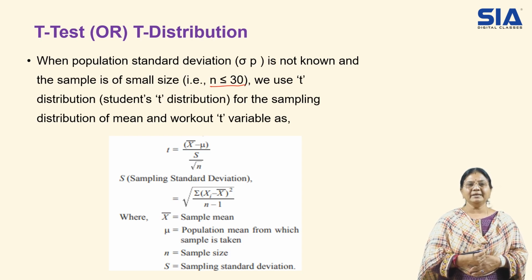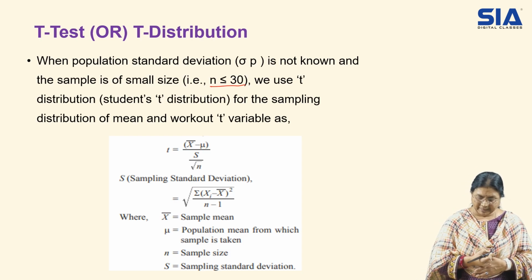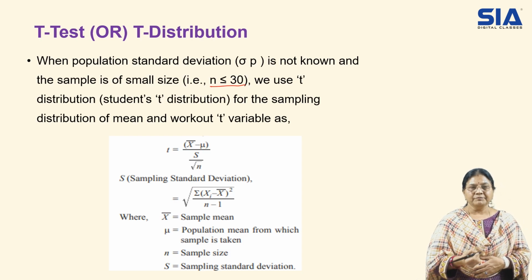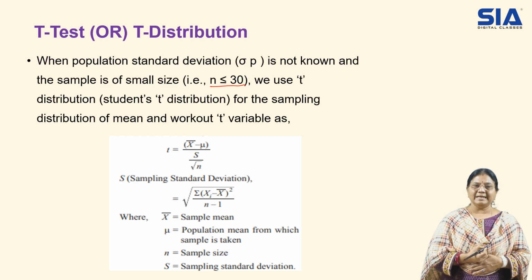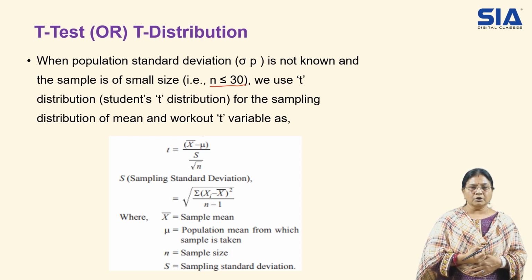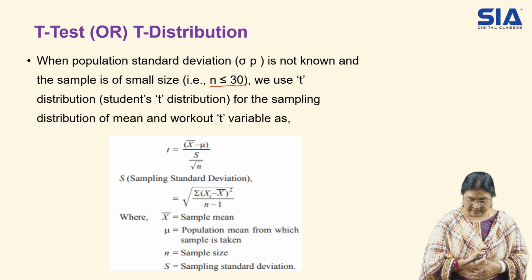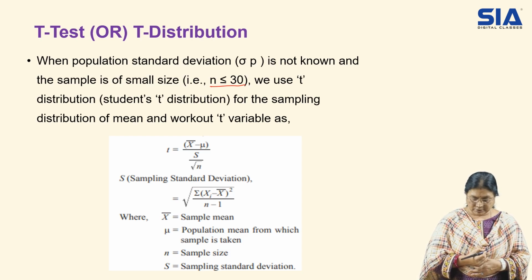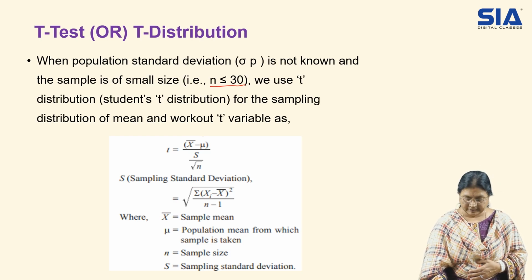For the sampling distribution of mean, we work out the t variable. As you can see the formula, t = (x bar minus mu) divided by s by root of n, where s is the standard deviation. Also you can see the formula s = root of sigma (x1 minus x bar) squared divided by n minus 1. This is the formula we use for t-test.